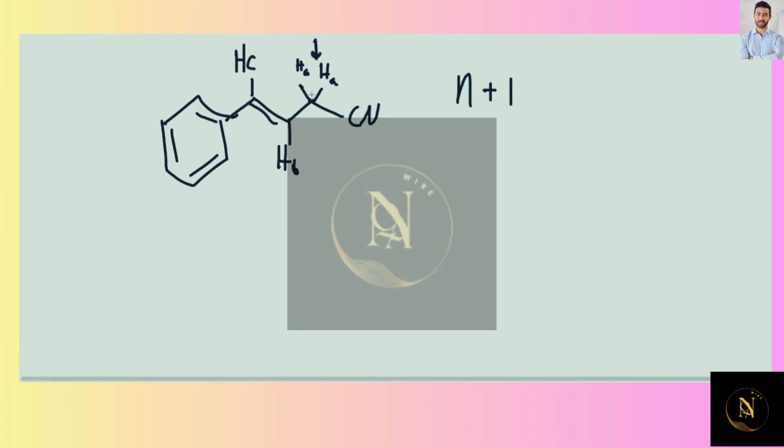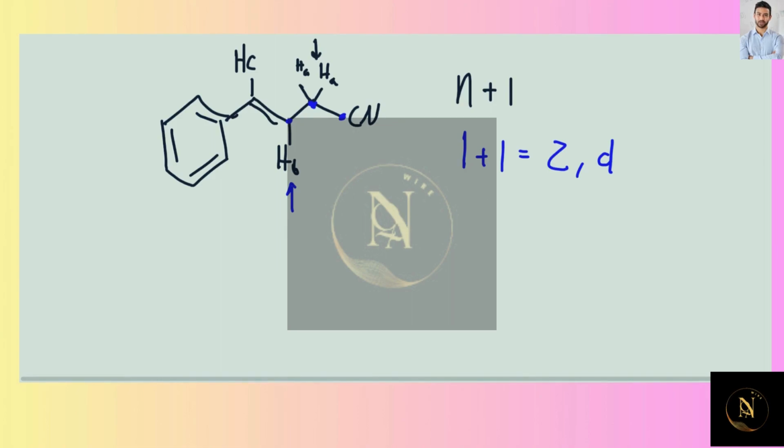So if we look at protons A, how many neighbors does it have? That is, we look at the carbon we're at, we go to all adjacent carbons, and we count the number of hydrogens that are attached to that carbon. So there is one carbon, one proton, which is neighboring HA. So HA has one neighbor. So N is 1, so we get 1 plus 1 equals 2, which we represent as a D for doublet, right? So we're going to get 2 lines exhibited by hydrogen A.